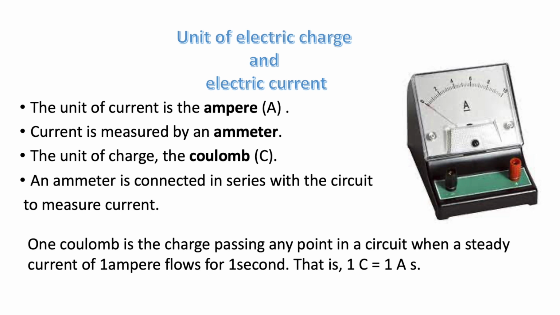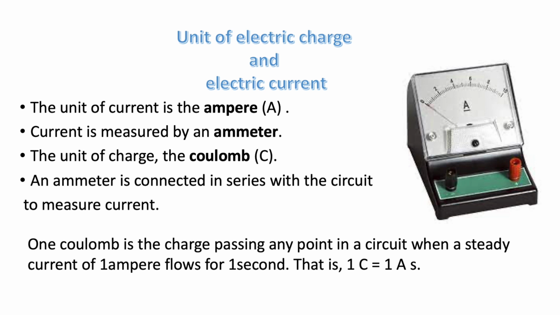Unit of electric charge and electric current. The unit of current is the ampere. Current is measured by an ammeter. The unit of charge is coulomb. An ammeter is connected in series with a circuit to measure the current. An ammeter is a very low resistance instrument.